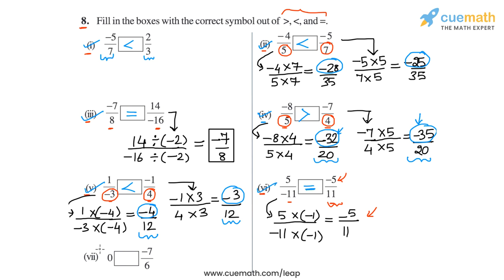And then finally in part 7, we have to compare 0 and minus 7 by 6. Now minus 7 by 6 is a negative rational number, so it will lie to the left of 0. In other words, 0 will be greater than minus 7 by 6, and we can say this directly without any calculation. So that completes part 7, and with this we have completed question number 8.